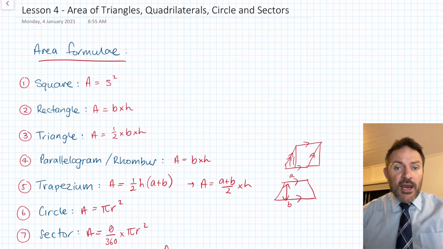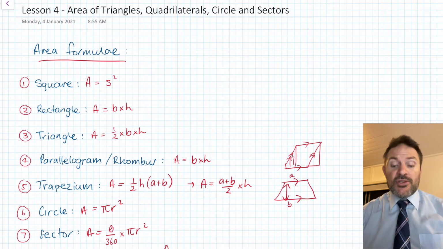That's the majority of your area formulas, of course. There might be a couple other ones that pop up later on, but certainly of a 2D shape, they are most of the area formulas that you will need to use.